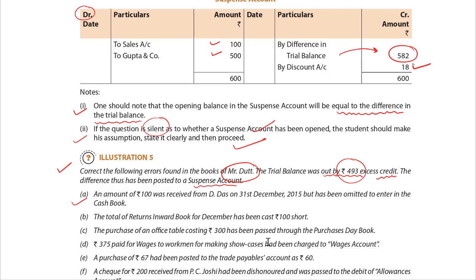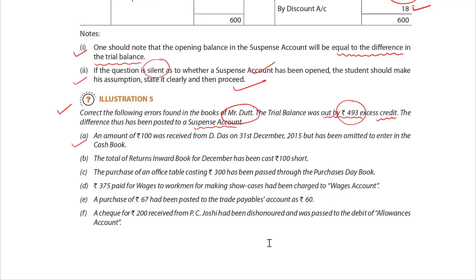Read point number A. An amount of rupees 100 was received from D. Das on 31st December 2015 but has been omitted to enter in the cash book. As you can see, it is omitted to enter in the cash book. So now we will enter it. There is no problem. So we will write cash account debited to D. Das by 100 rupees.